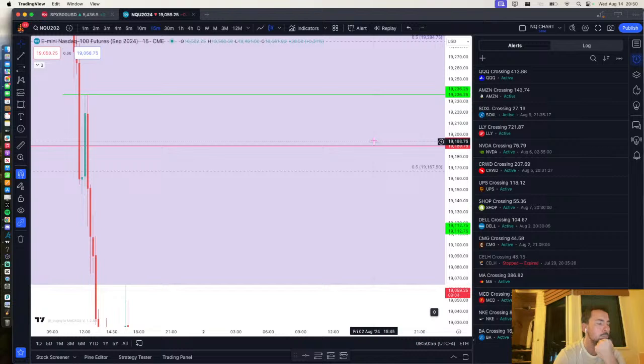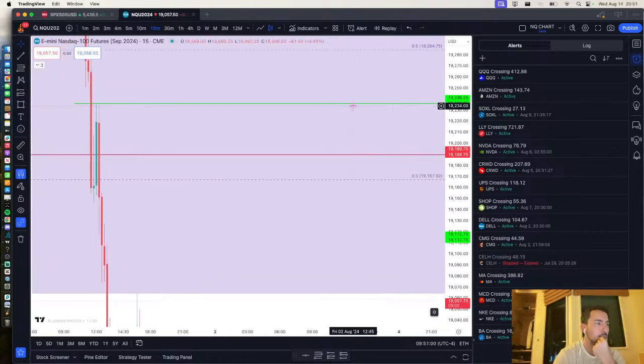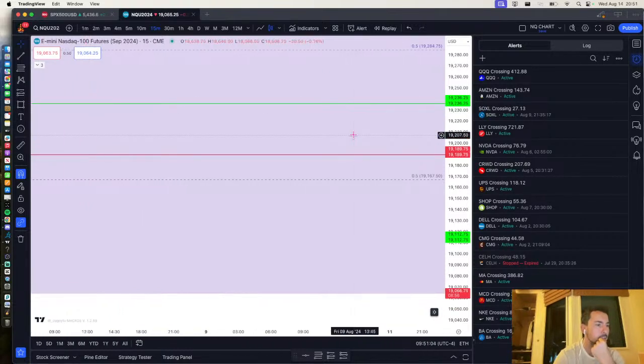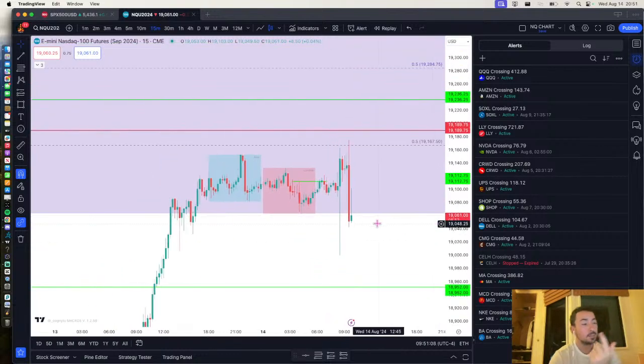This major sell side liquidity typically acts as a magnet, and we have these perfect equal highs here on the 15-minute chart that I think need to hit before we see a bunch more downside. But because we hit the 50% retracement, then we could see more downside here.